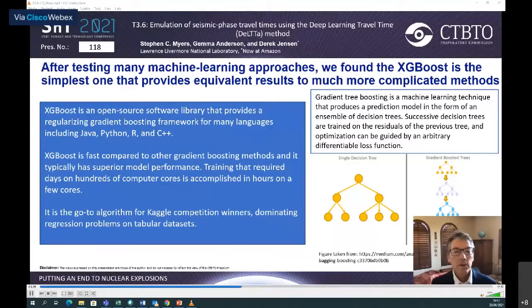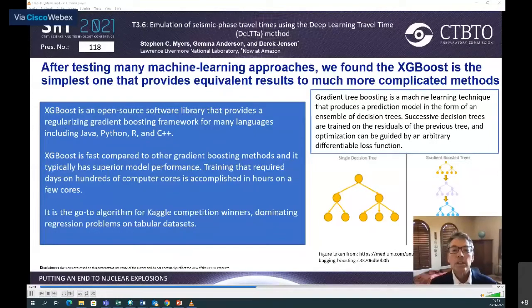XGBoost is fast compared to other gradient boosting methods, and it typically has superior model performance. Training that required days on hundreds of computer cores is accomplished in hours on a few cores using XGBoost. It's the go-to algorithm for Kaggle competition winners dominating regression problems on tabular datasets.